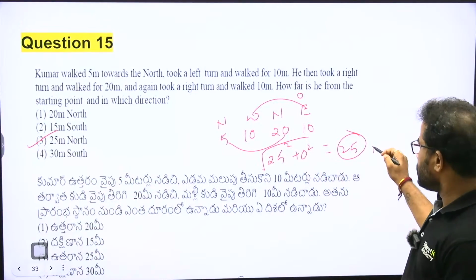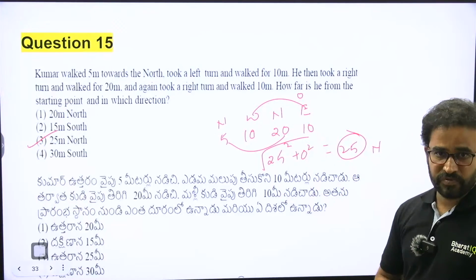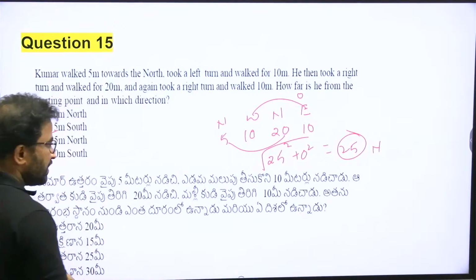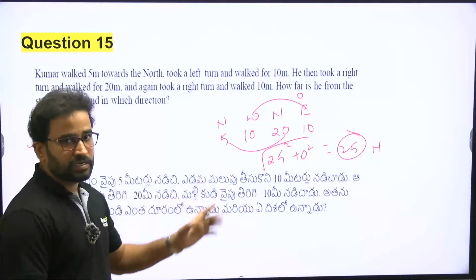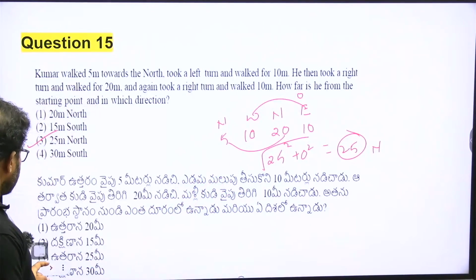So north only exists, no other direction exists. You can work it out with the help of the shortcut here. Don't draw diagrams. The diagram method will take more time. Better you work it out with the shortcut methods. You need to remember this. Clear for everyone? Next one, look at this one.